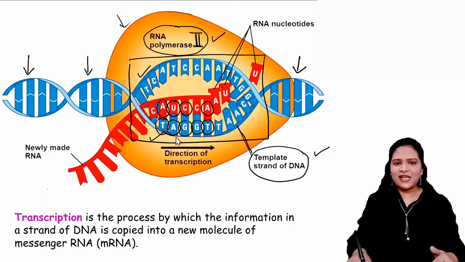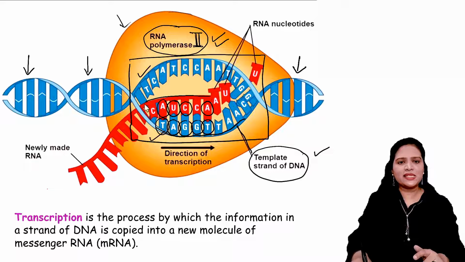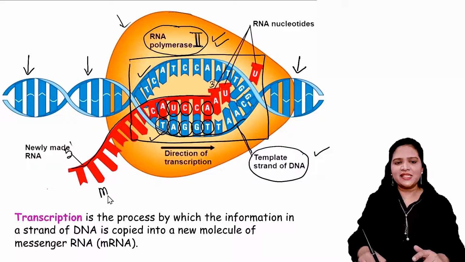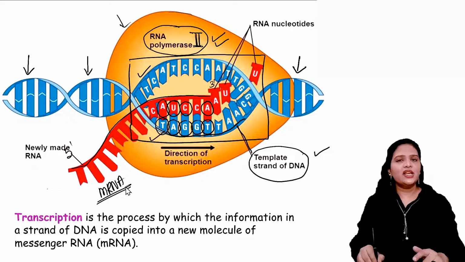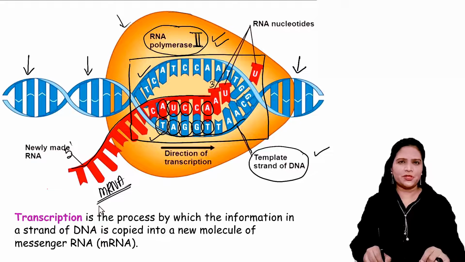So like this, by reading this template DNA strand, this RNA polymerase 2 produces a short segment of RNA in the 5' to 3' direction. So this RNA is now called mRNA. This is the mRNA. This process is what we basically call transcription.